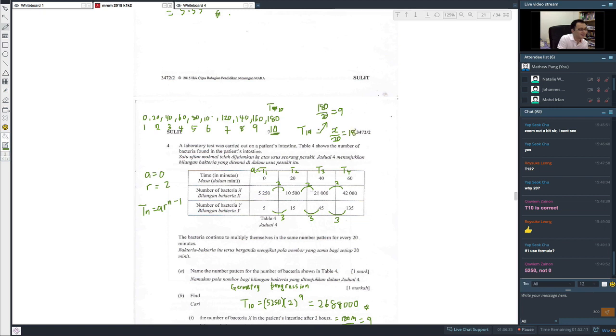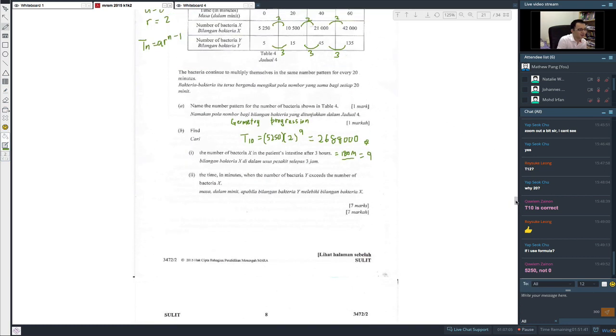You can try to understand using the example just now. Just now we used 180 divided by 20, we get 9, right? But then we change into the n term, which is T10. Now if you got n equals 19, you know your actual one is 18, right? So your total minutes should be minus 1, not plus 1. And then you multiply 20, you will get 360 minutes.